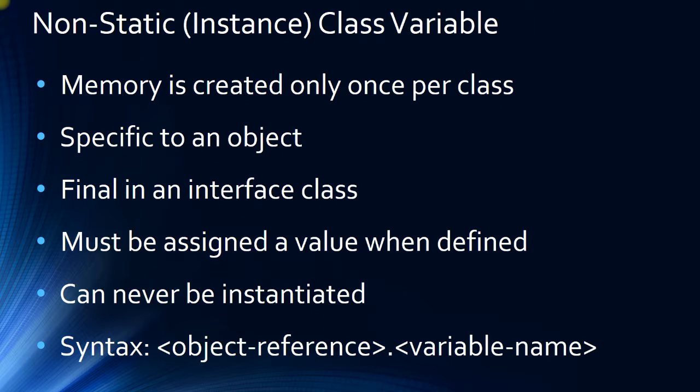Non-static or instance class variables, the memory is created only once per class. It's specific to an object. It is final in an interface class. It must be assigned a value when defined, and it can never be instantiated. The syntax is object reference dot variable name.